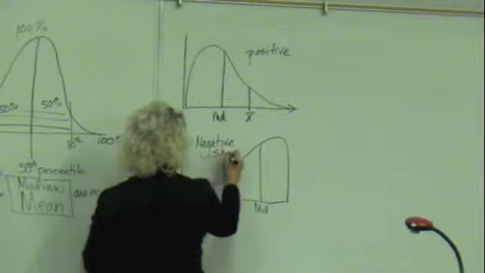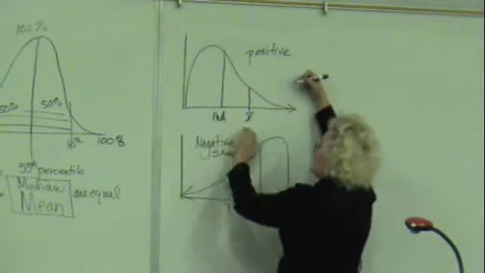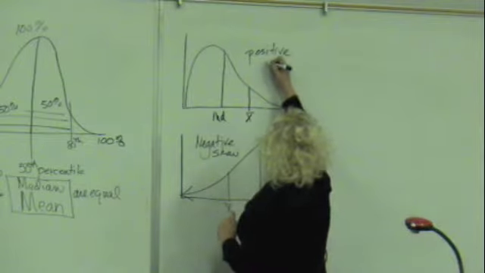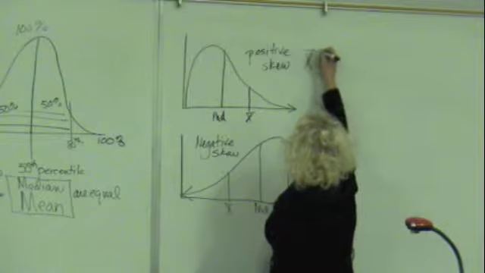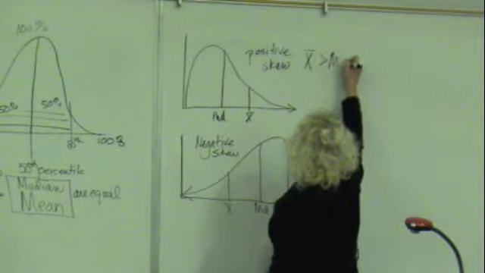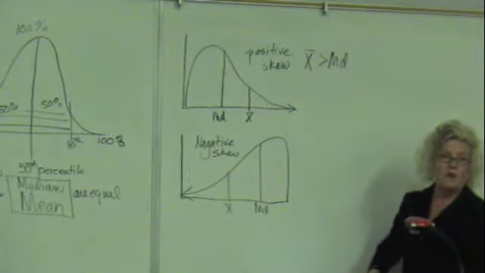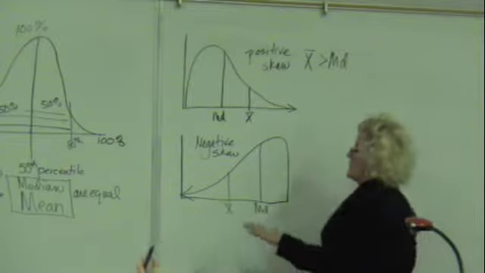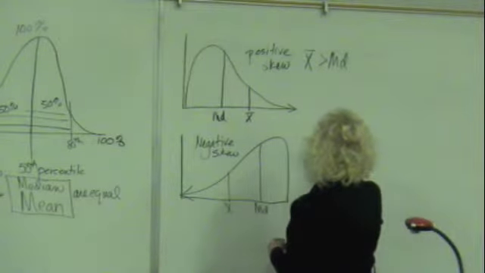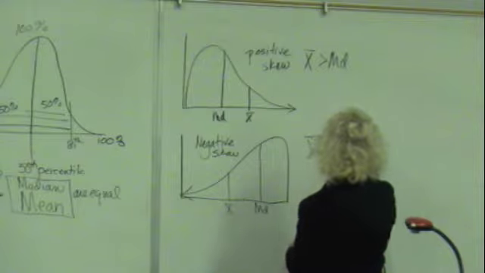You should be able to tell skew just by knowing the answer for the mean and the median. So in positive skew, the mean is greater than the median. It's a bigger number. With positive skew, the mean will be a larger number than the median. When there's negative skew, the mean will be a smaller number than the median.